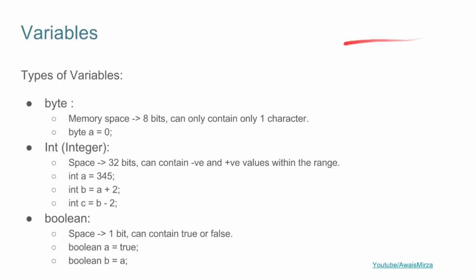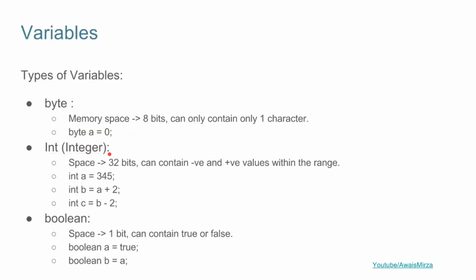So you can see that we have the space of 8-bit. This stands for 0 to 255 and can only contain one character, and this is how we define the byte. We define byte a equals 0. So this is how we are creating the byte variable, and it is consuming a space in the RAM, and it is consuming 8 bits in the RAM.